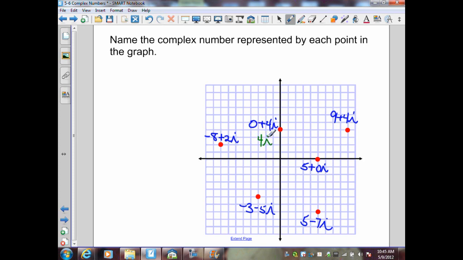If we take a look at this point, 0 plus 4i, it's perfectly acceptable to write this as just 4i. And the same with this point. I have 5 plus 0i. It's perfectly acceptable to write this as just 5, because we can identify that this is an imaginary part and there's no real part, and here would be a real part with no imaginary part. I feel just writing it this way helps clarify the situation.